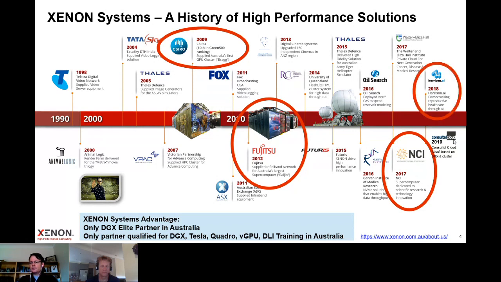Most recently, we've been working with customers like Harrison AI and also Consultel on deep learning and AI solutions powered by NVIDIA DGX. As a result of this long history working with NVIDIA and also Mellanox and Cumulus, now that all three are becoming part of the big NVIDIA family, we have a very good standing with all three of them, and we're the only partner qualified for DGX, Tesla, Quadro, vGPU, and DLI training in Australia.